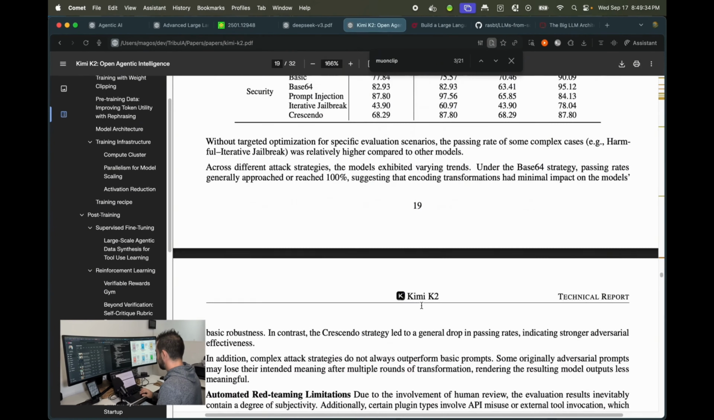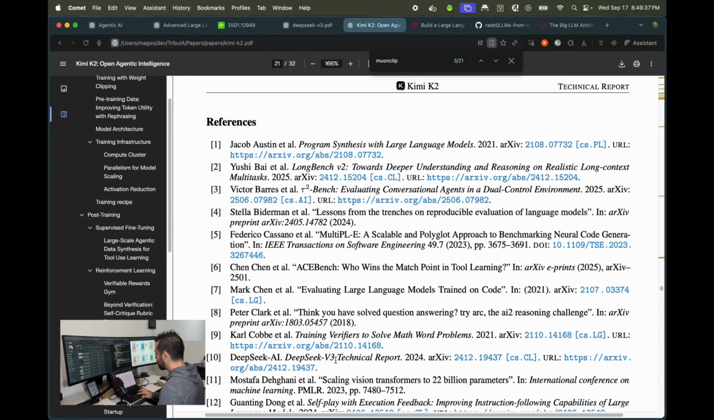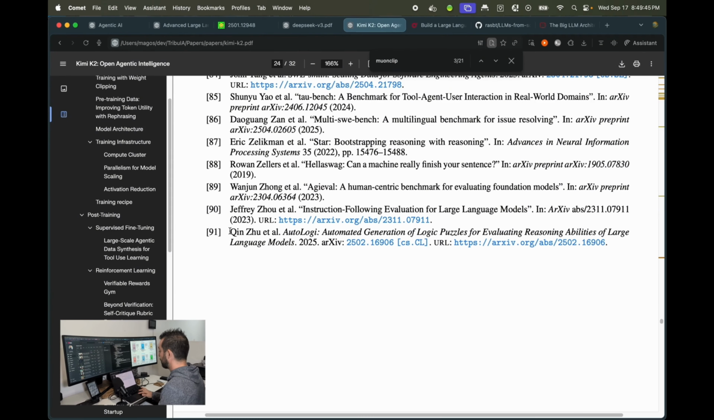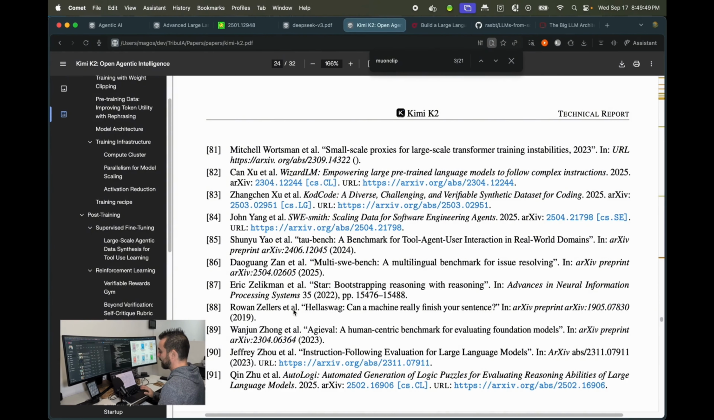All right, here I finished scrolling through the Kimi K2. You can see the references are listed here. There are 91 references. So if you plan to do an in-depth research on Kimi K2 and its references, it will be a more time-consuming and extensive task.